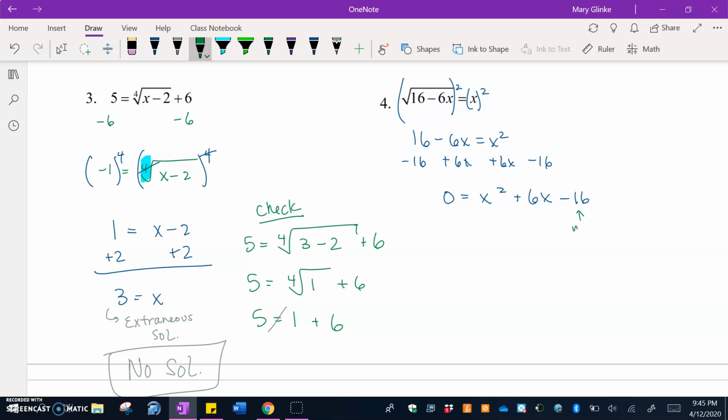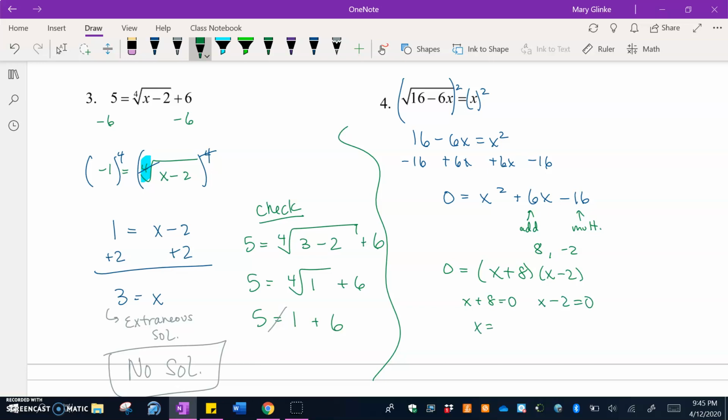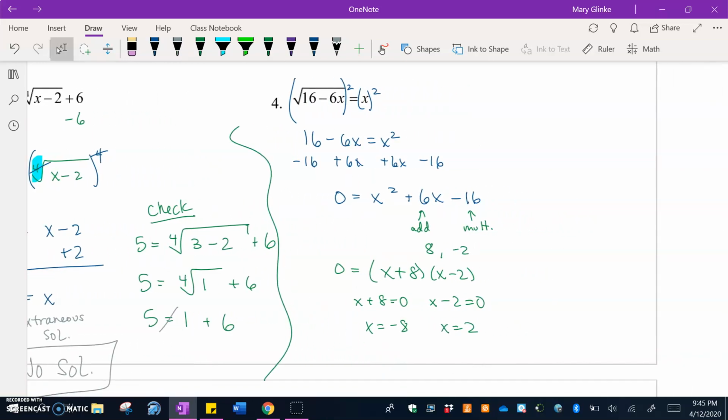We are looking for what multiplies to get negative 16 and yet adds to get positive 6. The numbers 8 and negative 2 are going to be the ones that work. So we're going to have x plus 8 and x minus 2 as our factors. When we set each of those equal to 0, we end up with two solutions, negative 8 and 2. So now we actually have two solutions that we have to check.